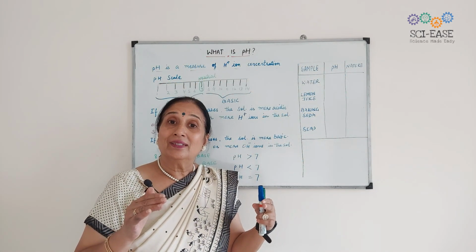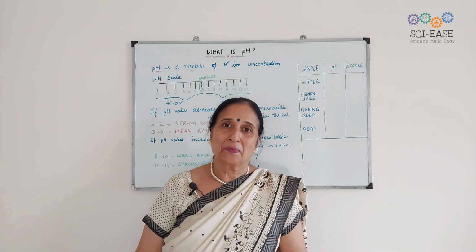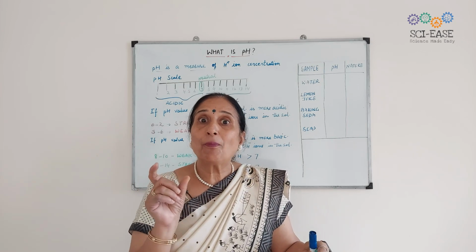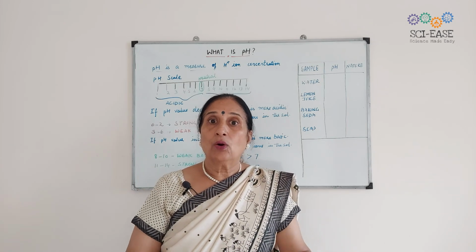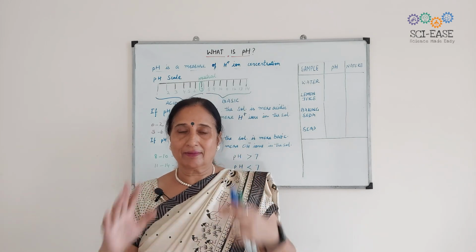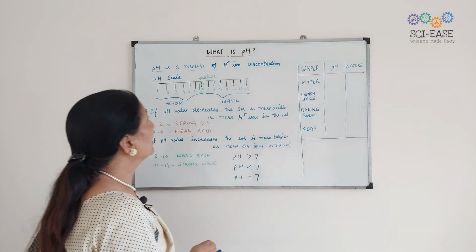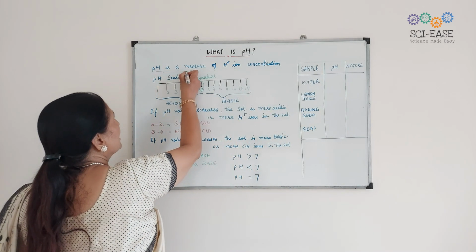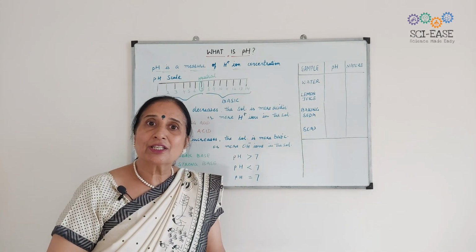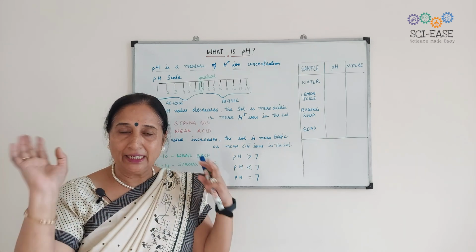Now, the next thing which I want to tell you, that is about pH. What do you mean by this term pH? P stands for power. Okay? And H stands for hydrogen ion concentration. So what is pH? pH is the measure of hydrogen ion concentration. It is the measure of hydrogen ion concentration. There is pH scale that ranges from 0 to 14.